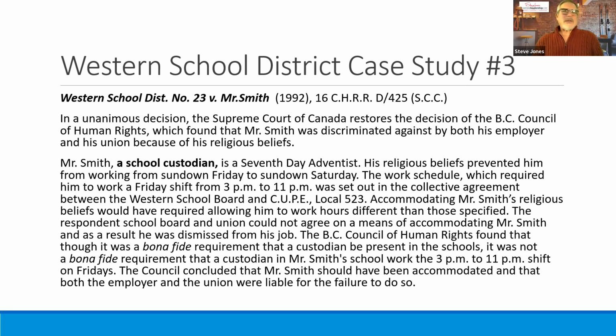And if they don't have them there, you can find another custodian. They'll take the shift, and you can clean the floors on Saturday during the day. It's a difference whether you clean it at 11 o'clock on Friday night or Saturday at 11 o'clock in the morning. You can reasonably accommodate this guy.